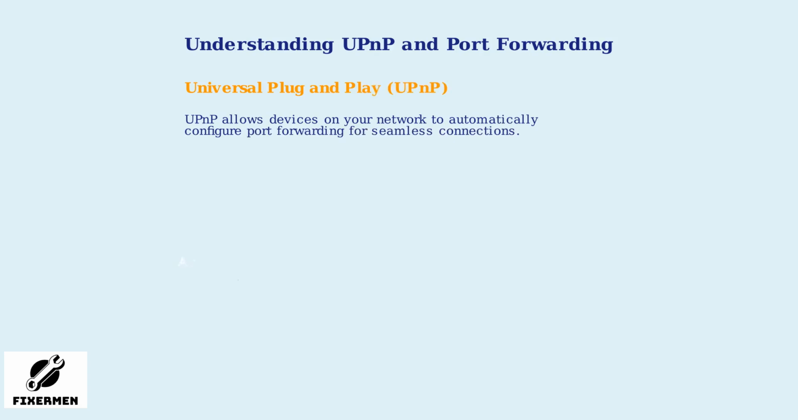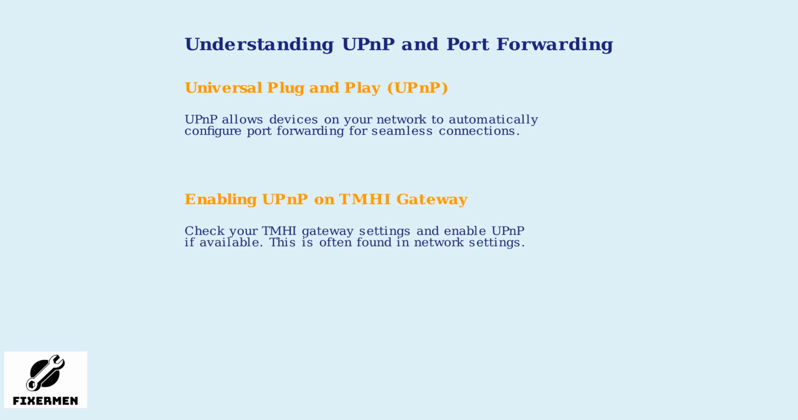UPnP, or Universal Plug and Play, is a networking protocol that lets devices on your local network automatically configure port forwarding. This eliminates the need for manual setup, making it easier for applications like gaming consoles or streaming devices to connect to the internet. To enable UPnP on your T-Mobile Home Internet Gateway, access the device settings through the T-Mobile app or web interface. Look for the Network Settings section and toggle UPnP on if the option is available.